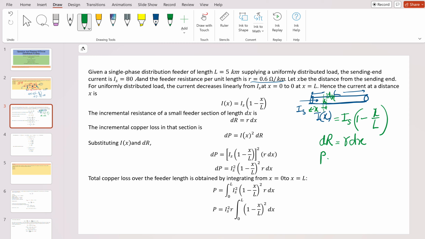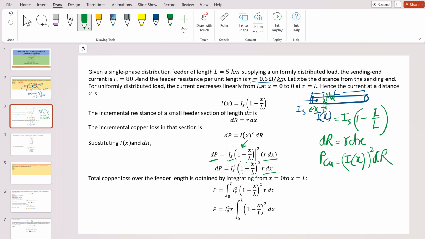What is the copper loss formula? Copper loss formula is basically I squared R. So at a distance of x, what will be the copper loss? Ix squared multiplied by R, and R is basically dr, the resistance change. So dP is basically the incremental power loss at a distance of dx. Put the value of Ix here, and you will get Is squared times (1 minus x by L) squared times r dx.